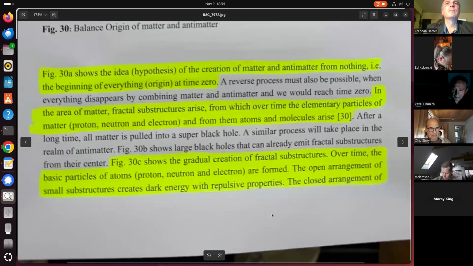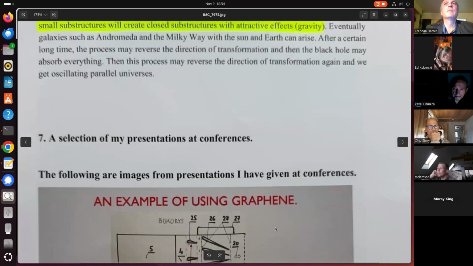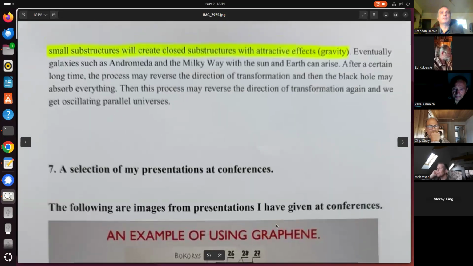The open arrangement of small substructures creates dark energy with repulsive properties. The closed arrangement of small substructures will create closed structures with attractive effects, gravity. So he's talking about the open and the closed, like he did at the very beginning there when we were talking about the classical and his new theories. Eventually, galaxies such as Andromeda and the Milky Way with the sun and Earth can arise.